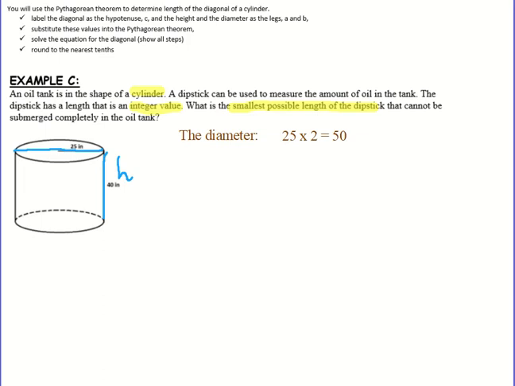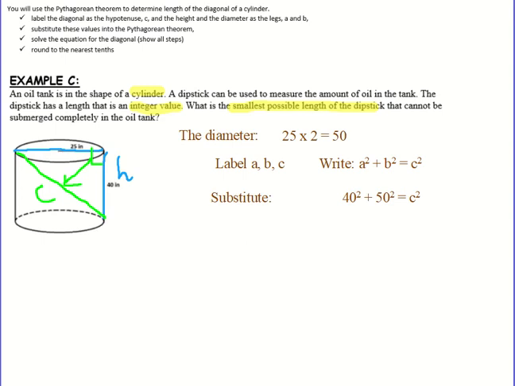Now it's clear that our right triangle is right here. The diameter and the height meet at a right angle, so the side across from it, that's your diagonal, that's your C, your hypotenuse. So I'm going to label my sides and write a squared plus b squared equals c squared. So C is across from the right angle. The other two sides are my A and my B. I'm going to call that 40 my A, my first leg, and we'll call that 50 the other leg.